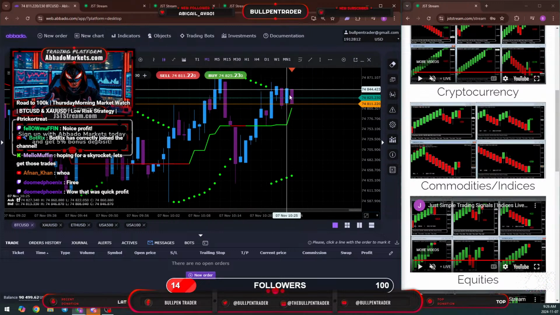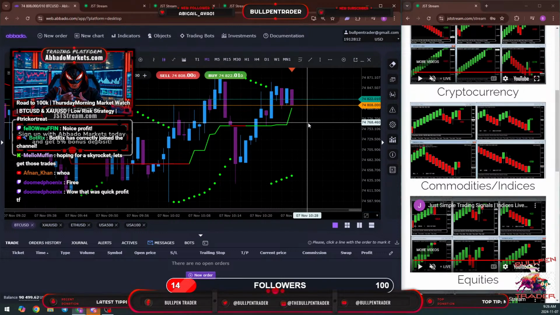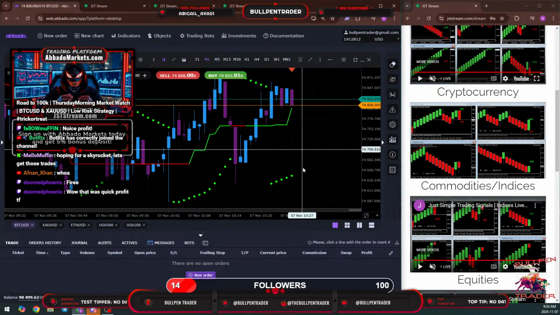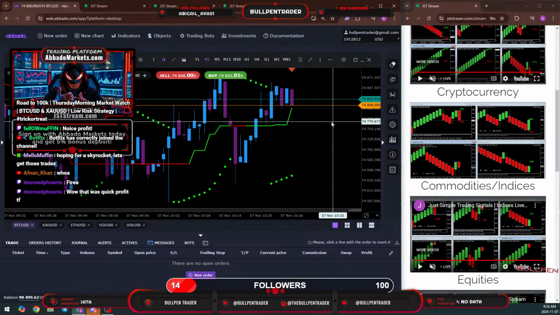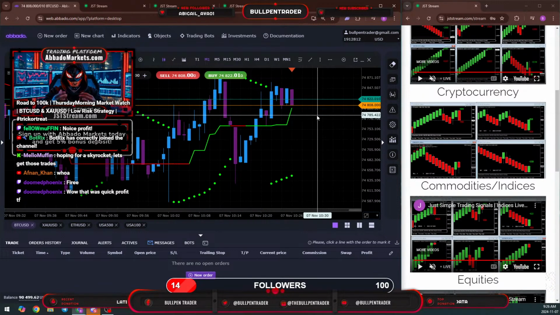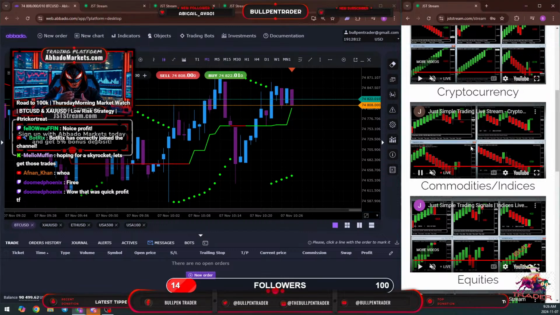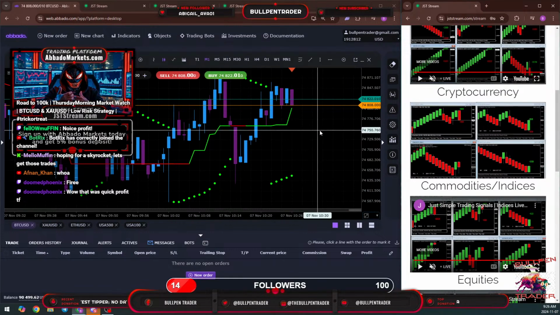All right, so we're seeing that pullback happen again. We're starting to see that pullback happen again. It wasn't strong enough this time to trigger a new candle, so we're just going to be waiting for that now.